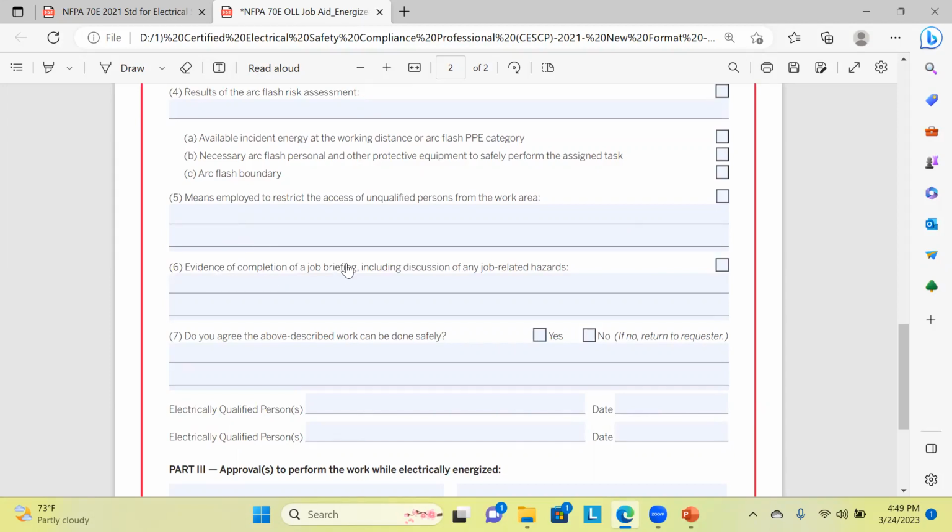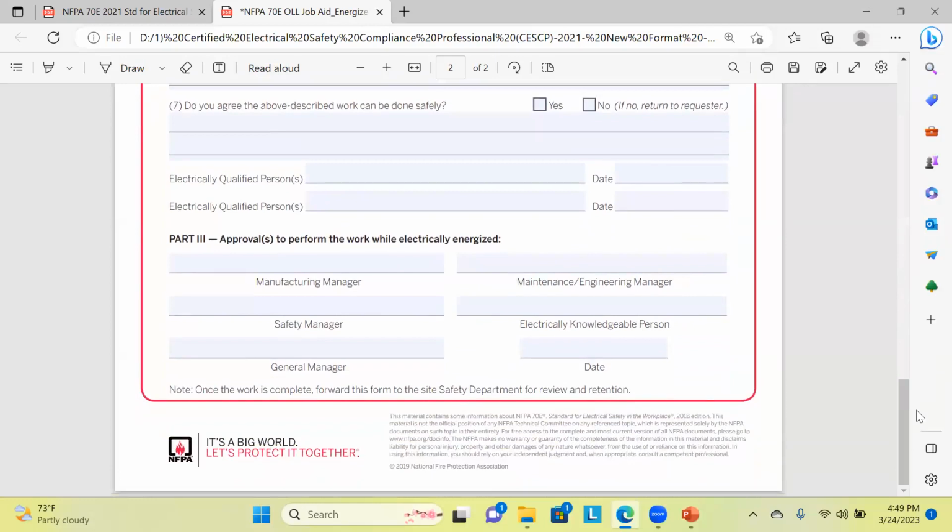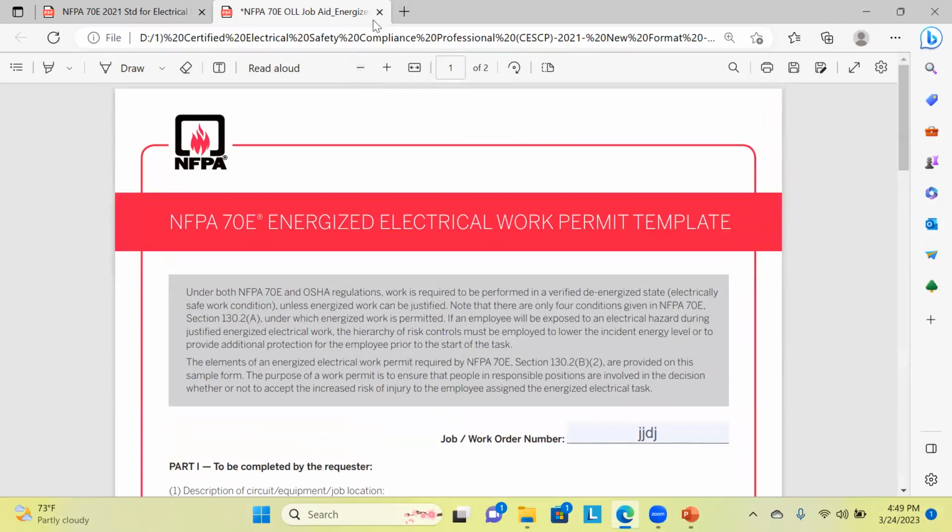Then the evidence for the completion of job briefing and job planning, and his agreement that this task can be performed safely. And the final thing is the approvals: manufacturing person approvals, safety manager approvals, and other approvals here. So this is the template, the energized electric work permit I have shared with you.